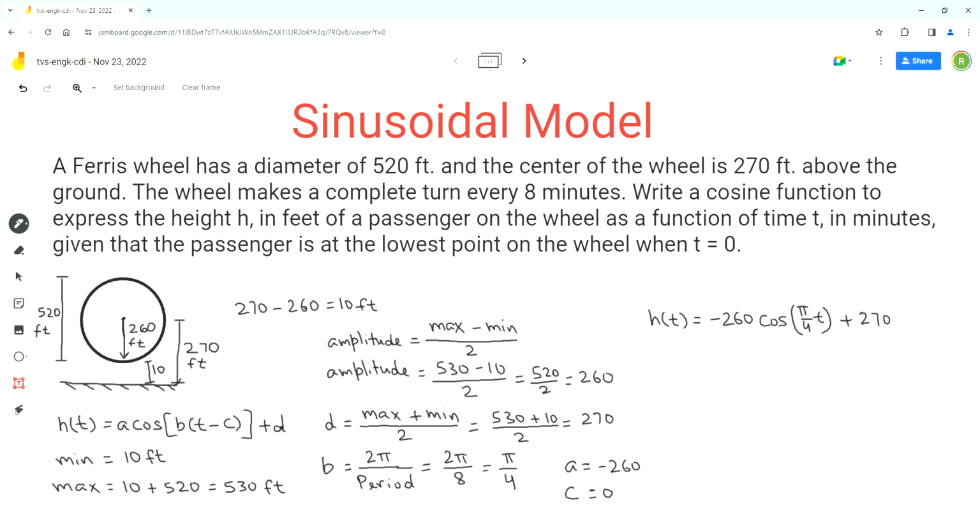So these are the steps you have to keep in mind to solve a problem like this one. So it's important to understand that whenever you have to use a cosine function for a graph that has the minimum point on the y-axis, or the starting point is the minimum point, we can use the a value as negative, so as a negative cosine function, and the phase shift will be equal to 0.